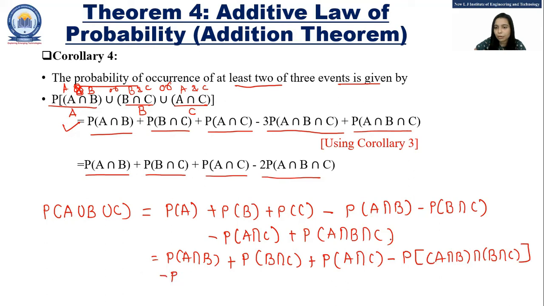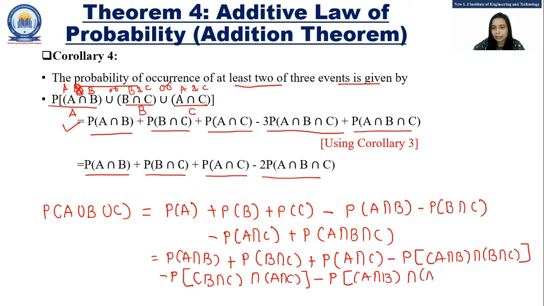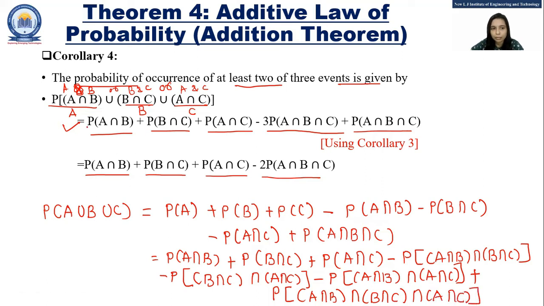minus P of the value of B, that is B intersect C, intersect the value of C, that is A intersect C, minus P. The value of A is again A intersect B, intersect the value of C, that is A intersect C, plus P of the value of A, which is A intersect B, the value of B, which is B intersect C, and the value of C, which is nothing but A intersect C. Now see over here, you can check that P of A intersect B, then P of B intersect C, and P of A intersect C.